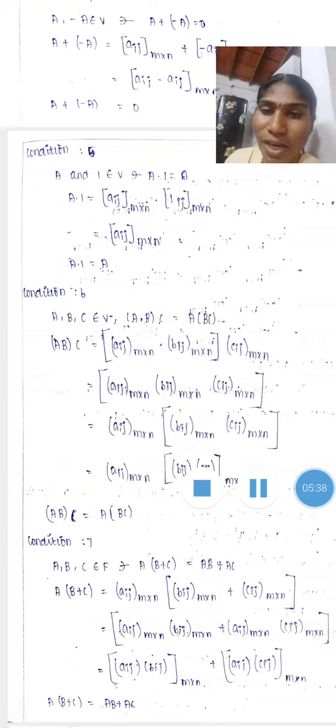And for the next condition we have to prove, for A, B, C belonging to V, ab of c is equal to a into bc. So ab of c, where A is defined by aij and B is defined by bij, is equal to cij.